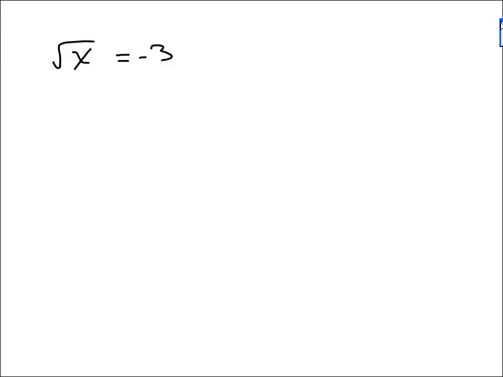And we square both sides. You square the left side, you get x. You square the right side, you get 9. So, we're done. X equals 9. But it won't check. If you plug in 9 for x, the square root of 9 is 3. That doesn't equal -3.